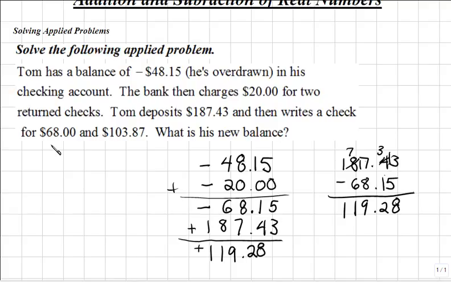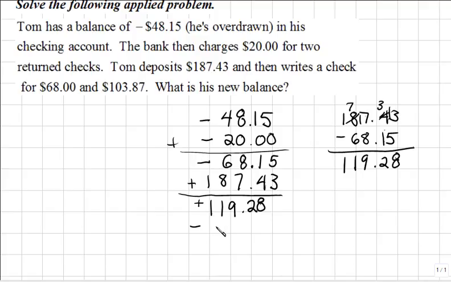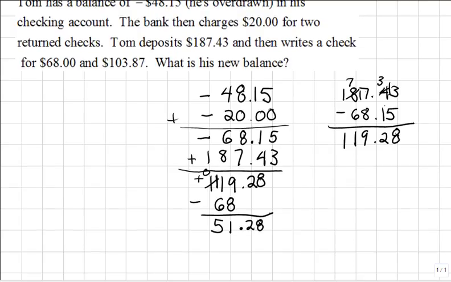He then writes a check for $68. This would mean from his balance that we will subtract $68 from this balance. 28 cents minus nothing will still be 28 cents. 9 minus 8 is 1. We cannot subtract 6 from 1, so we'll borrow from the hundreds. So this will make no hundreds, and 100 would become 10 tens. So we'll have 11 minus 6 becomes 5. After his first check of $68, he now has a balance of $51.28.